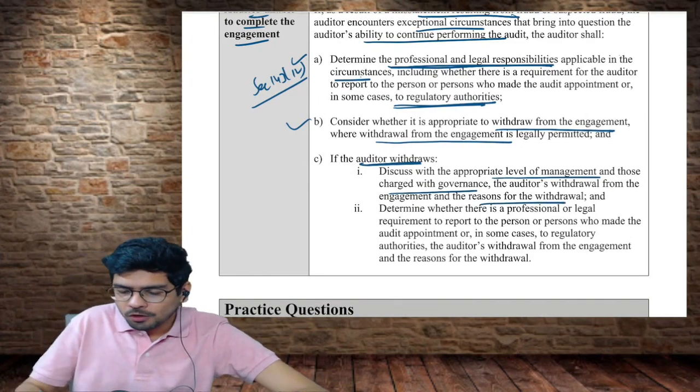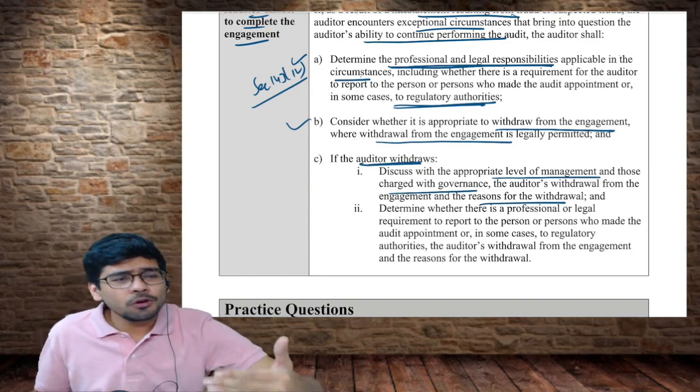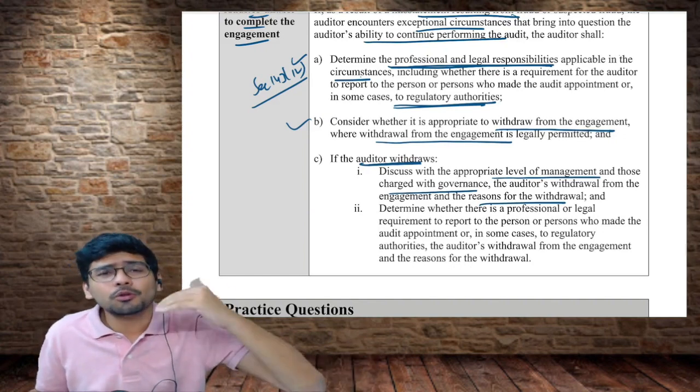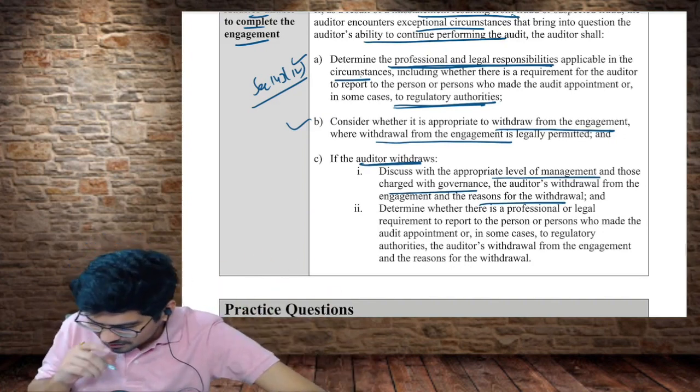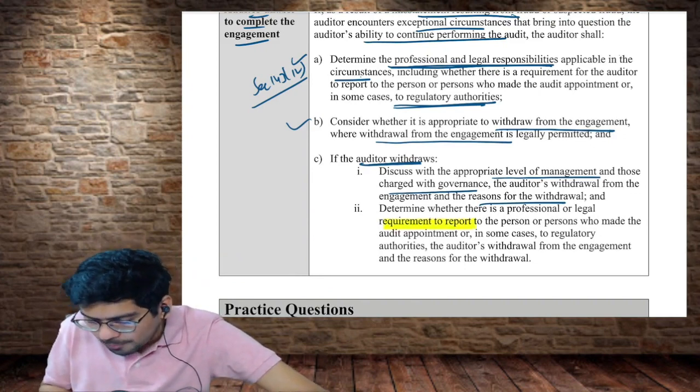So we are respectable, we are professionals. Even if we leave the engagement, we are going to tell that there's a clear case of fraud here, and because of this we are leaving the organization. So you are going to discuss with the management and TCWG and determine whether there is a professional or legal requirement to report again.